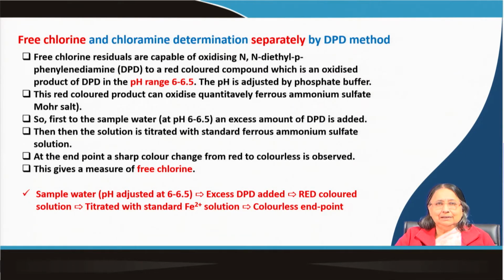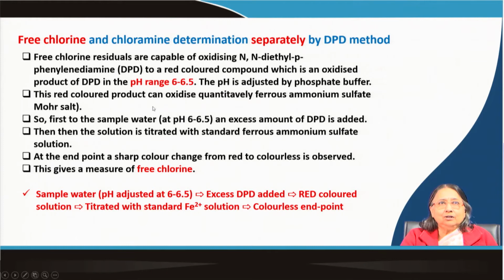Okay, clear? Now, the pH range should be 6 to 6.5. pH is adjusted by phosphate buffer. You know buffer. So, in my first module I explained. So, pH is maintained by using this.